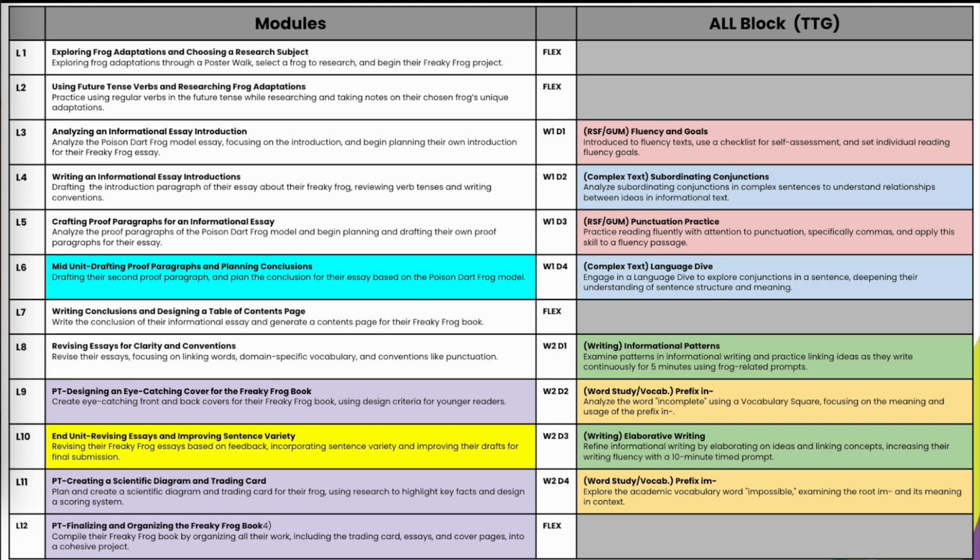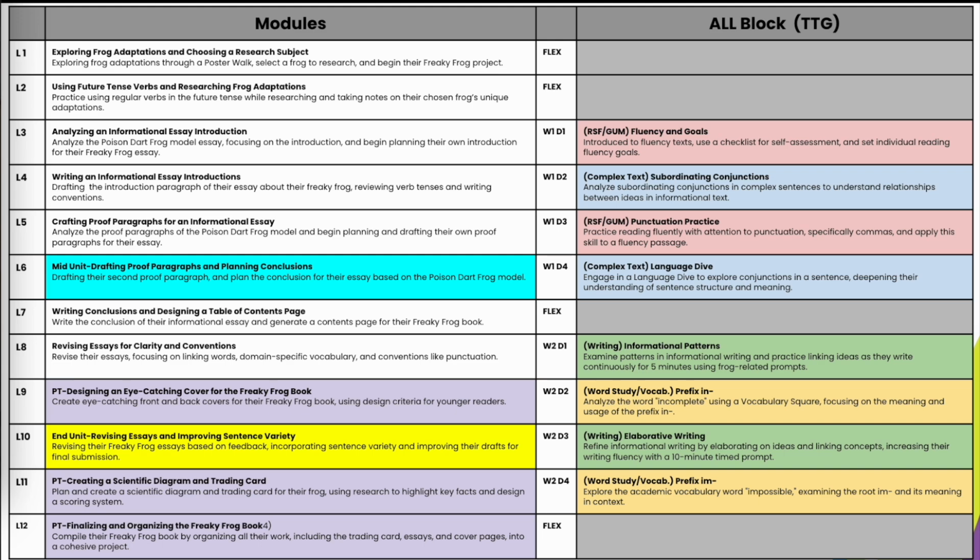Let's take a look at the alignment between the module and All Block. The module lessons and All Block lessons are closely aligned to reinforce the literacy skills, grammar, and writing development, providing additional practice and deeper understanding. Here's how they connect. Module lessons 3 through 6 directly align with the week 1 All Block lessons. In these two components, students get additional practice with reading fluency to support the informational text that they are reading in the module, as well as diving deeper into complex sentences to break down the comprehension for the text that they are also reading in the module.